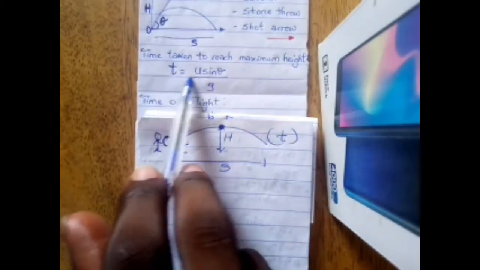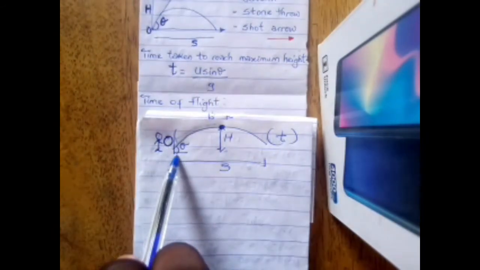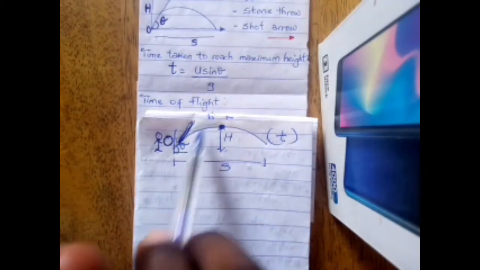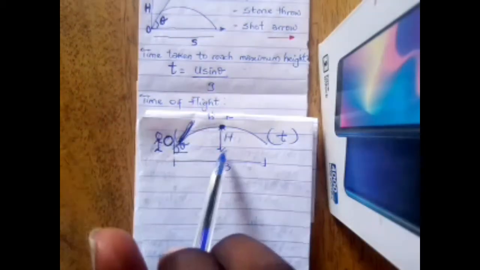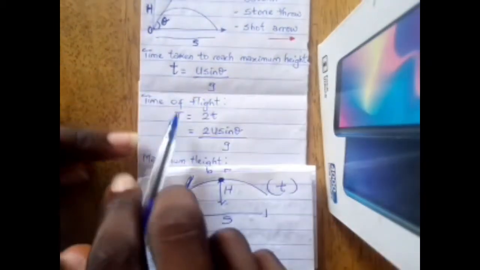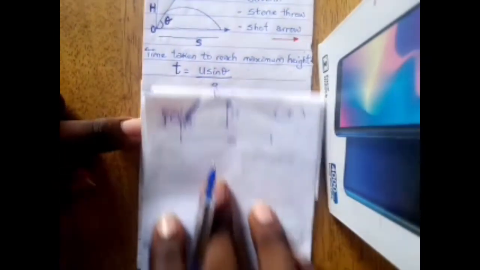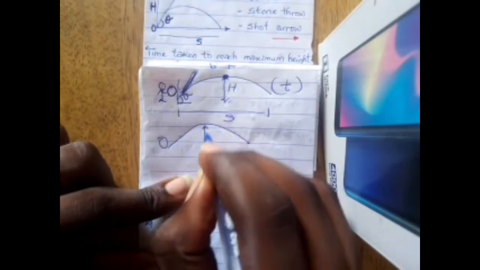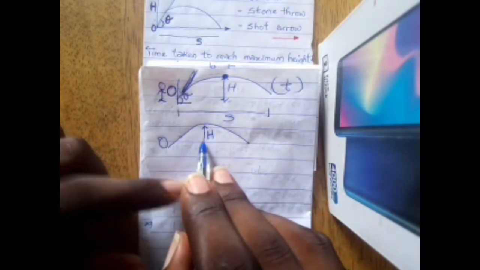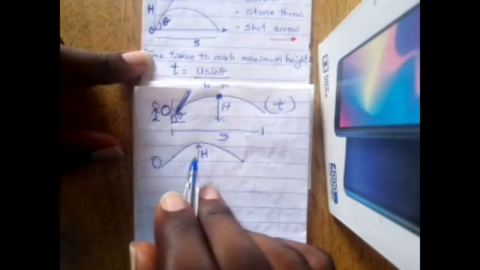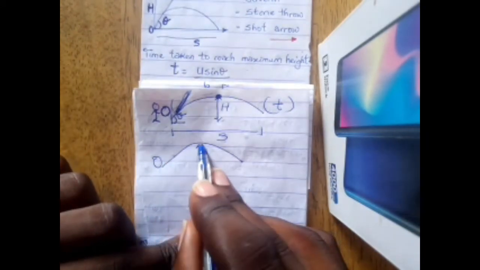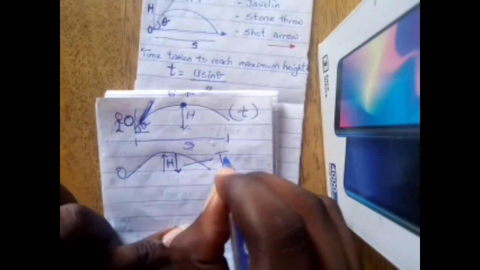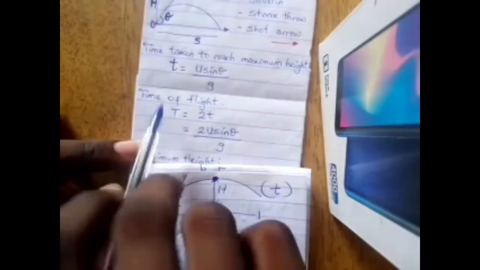So this is the formula: t is equal to u sine theta over g. U is the initial velocity with which the object moves, sine theta of the angle, then acceleration due to gravity. Then we also have the time of flight. When we're talking about the time of flight, the object is launched and comes down. For the object to attain this height, we have the time taken to attain that height. The total time for the object to go upwards and come downward, this is what we refer to as the total time of flight.